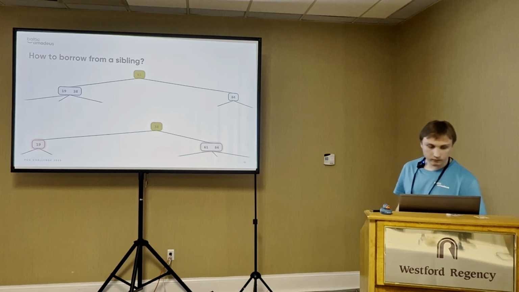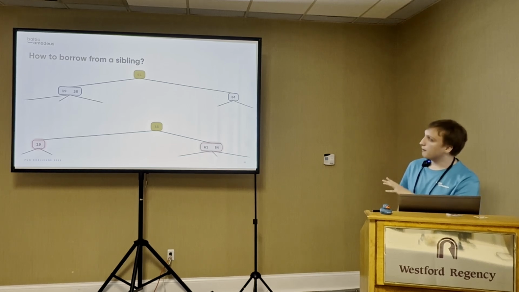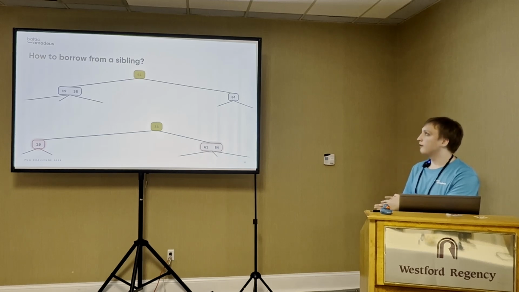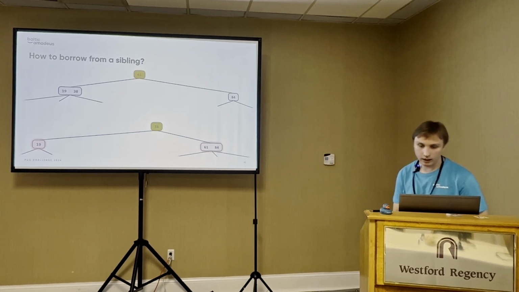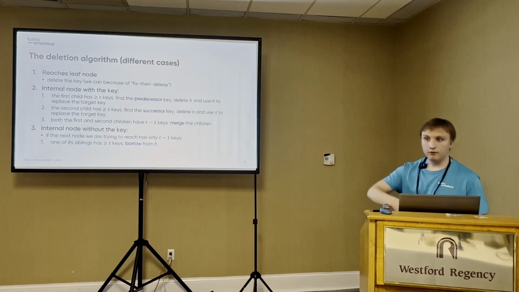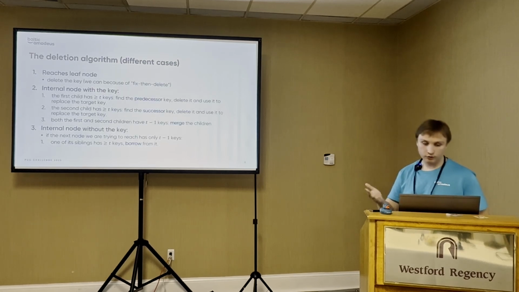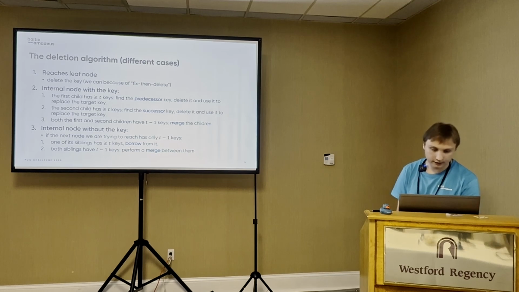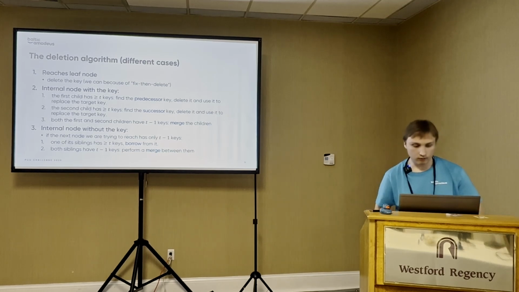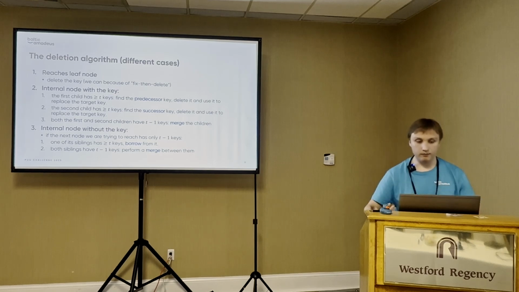It might be clear from this picture. What we do is just flip them. Exactly, you flip them. If you do borrow from it, then you add one more key to it, so it's not too small, and then you can safely delete from it if you need. And there's also another case where both siblings have only t-1 keys, then you just merge them, as you did in the second case.